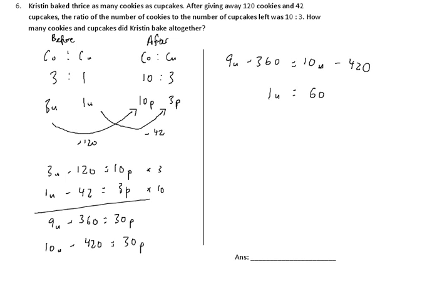Okay, so how many cookies and cupcakes did Christine bake all together? So we know it's 3u and 1u, right? So all together is how many u? 4u, right? So it's 240.